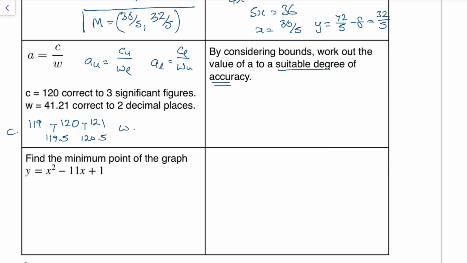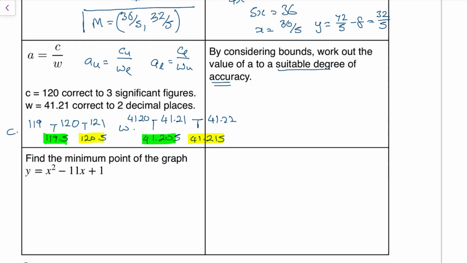My W is 41.21. God, this is going to be messy, isn't it? 41.21 to 2 decimal places. So that's 41.22 and 41.20, which means that is 41.205 to 41.215. Now, to be clear, these are my uppers. I'll do them in yellow, and my lowers are in green. Don't know why I've chosen those colours, but that's fine.